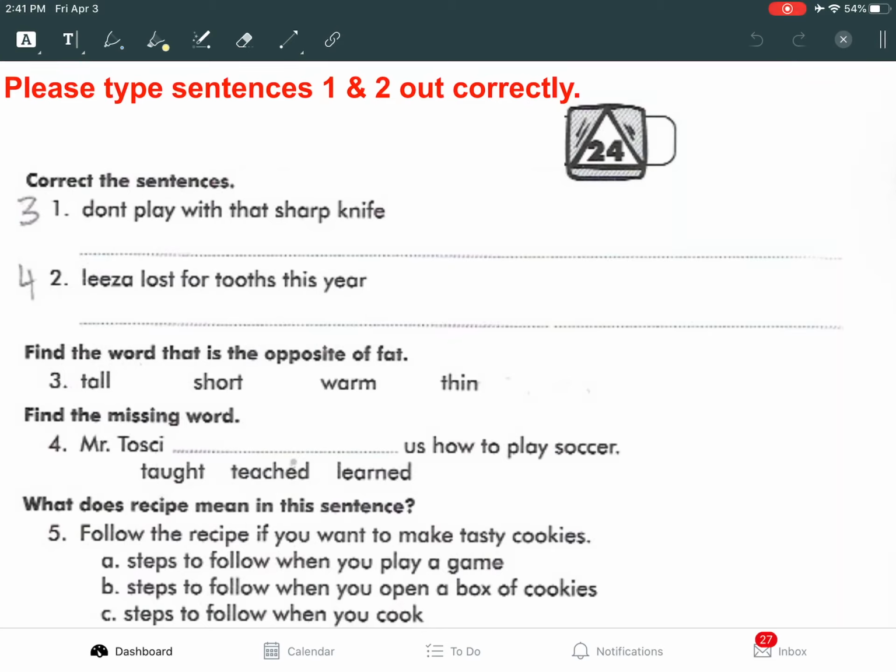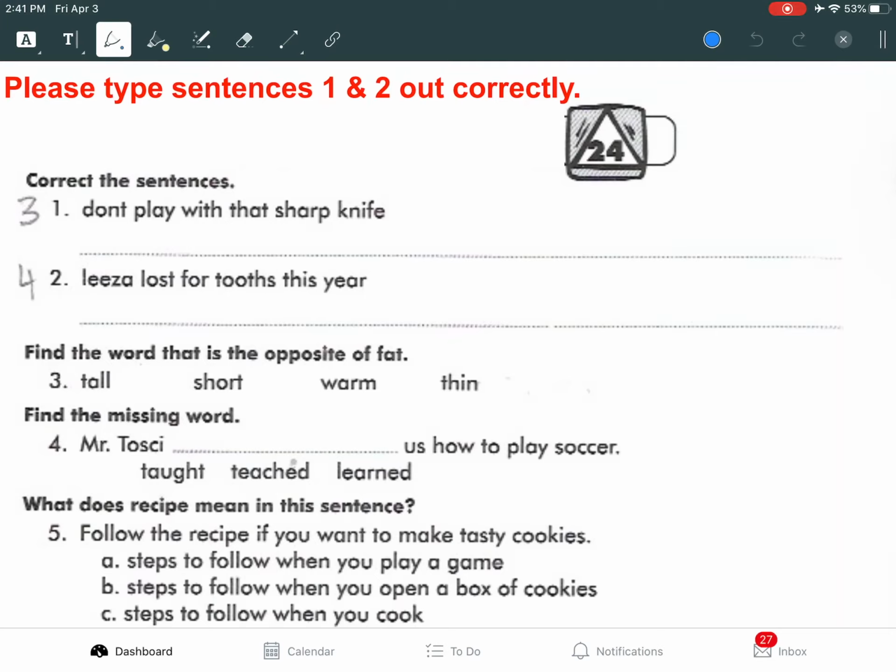All right, remember, just like last week, we're typing sentences 1 and 2 out correctly once we're done. If you want to do it like I do it, I correct it first and then I type it out, because that's good practice. Okay, so sentence number 1, 3 mistakes.